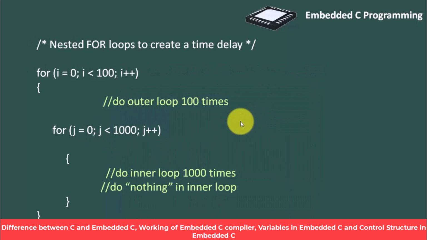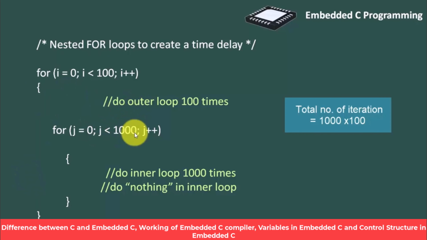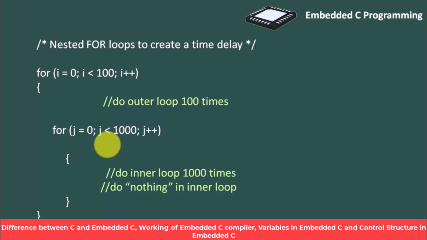Here is another example. We normally use the for loop statement in embedded C to generate time delay. For i equals 0, i is less than 100, i plus plus. This one forms the outer loop. Then there is one more loop, for j equals 0, j is less than 1000, j plus plus. This forms the inner loop. We do not write anything in this loop. Hence, we created a delay. Now the question is how the delay gets created. This loop will iterate 1000 times, and the outer loop will iterate 100 times. Means both loops combined will iterate 1000 multiplied by 100 times. Since this process will get executed 1000 multiplied by 100 times, it will consume some time, and that is how we generate delay.